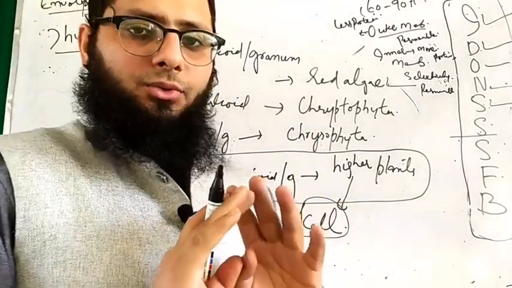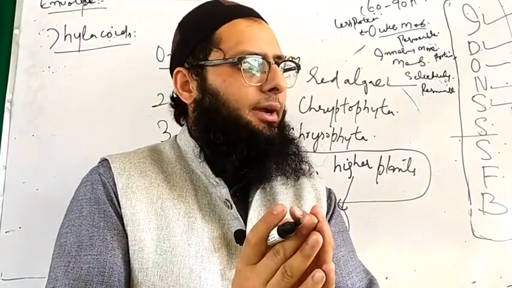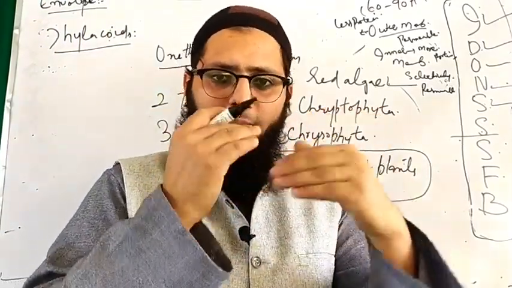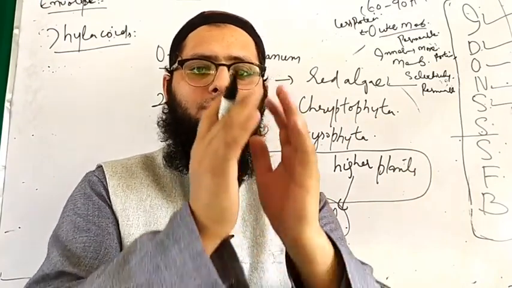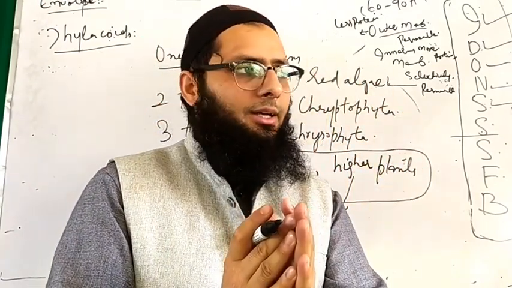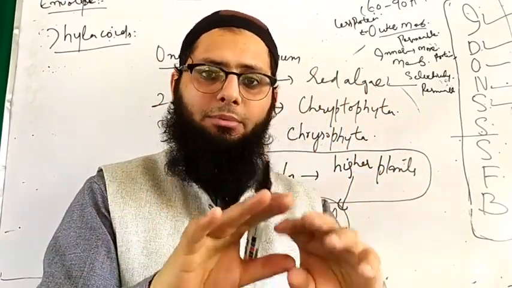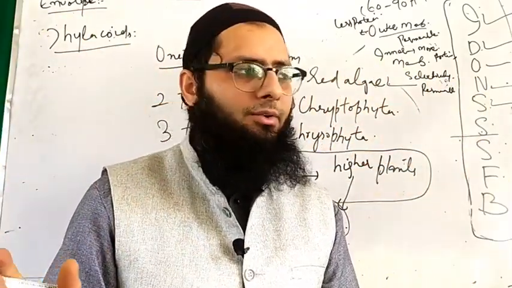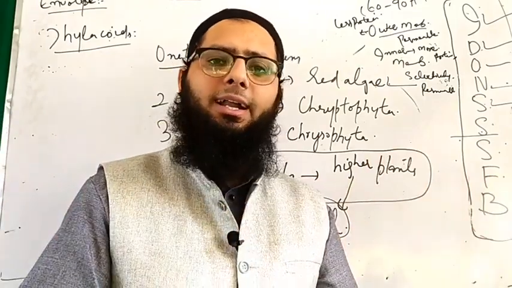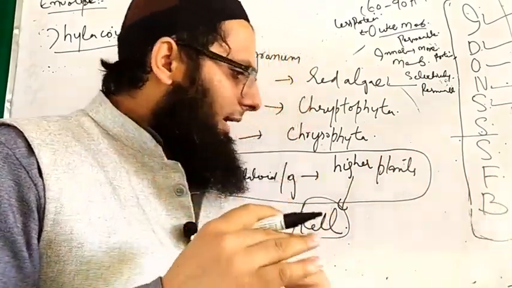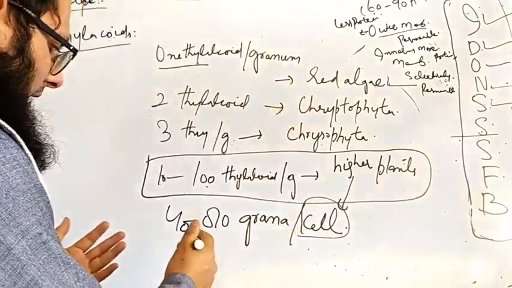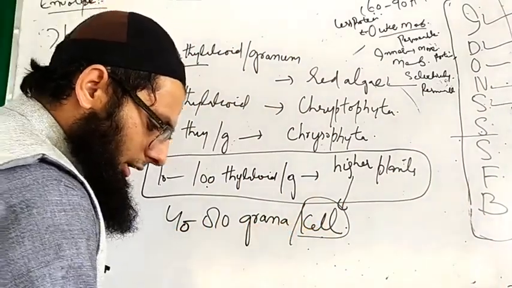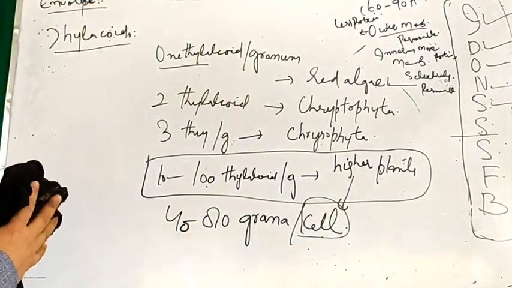So not to be confused, I would repeat this point. Thylakoids pile upon one another and form the granum, singular. Then there can be many of these stacks, piles present in the chloroplast, and we call them grana. There can be different grana there. And these grana are about 40 to 80 in case of higher plant cells.